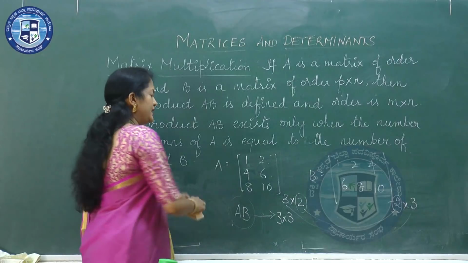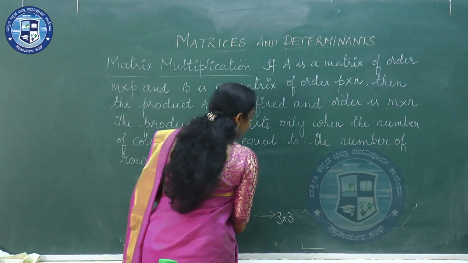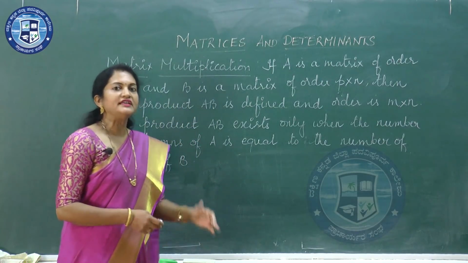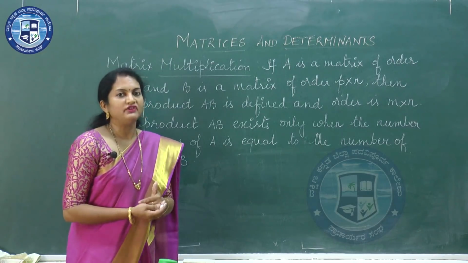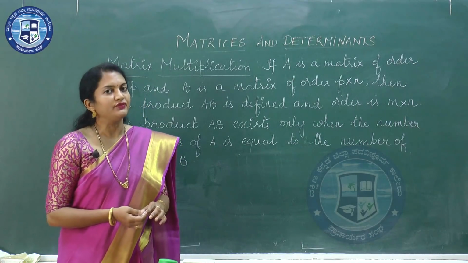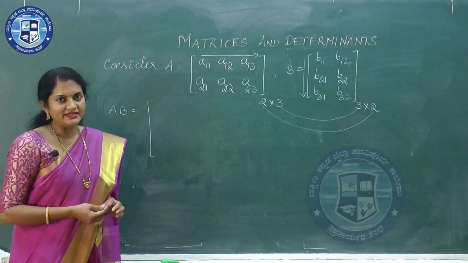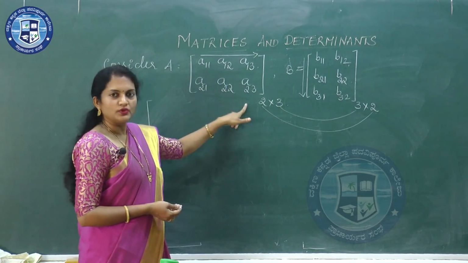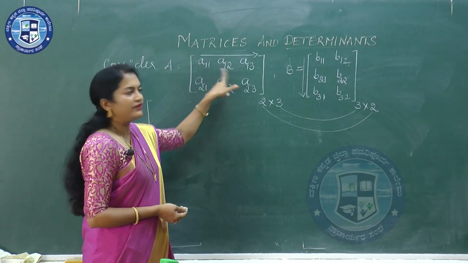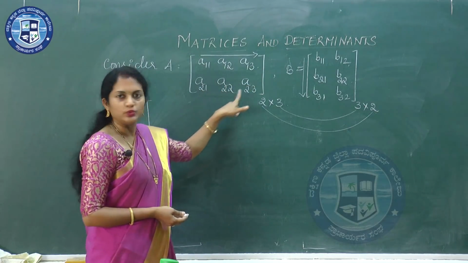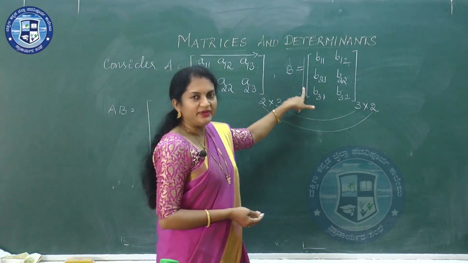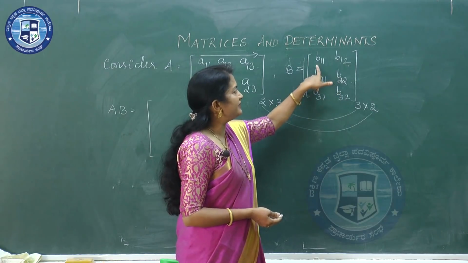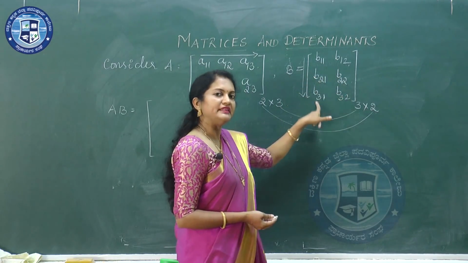Now, how will we be multiplying two matrices? What is the procedure? That we are going to see. Consider matrix A with 2 rows and 3 columns: A11, A12, A13, A21, A22, A23. Another matrix B with 3 rows and 2 columns: B11, B12, B21, B22, B31, B32.